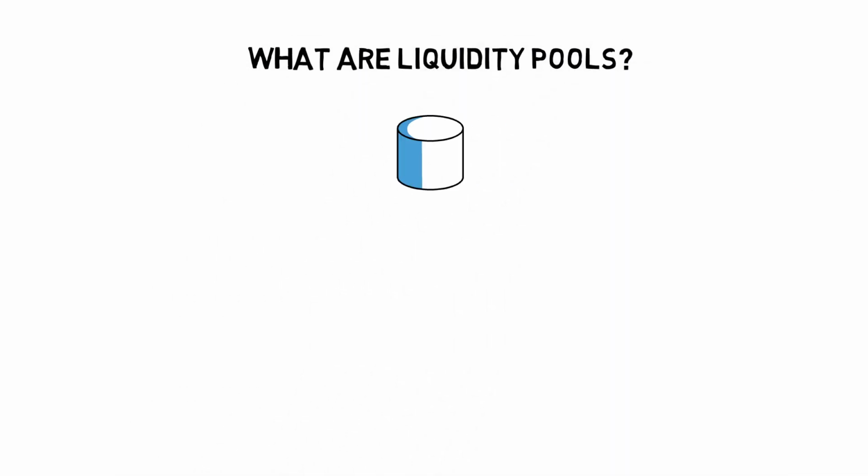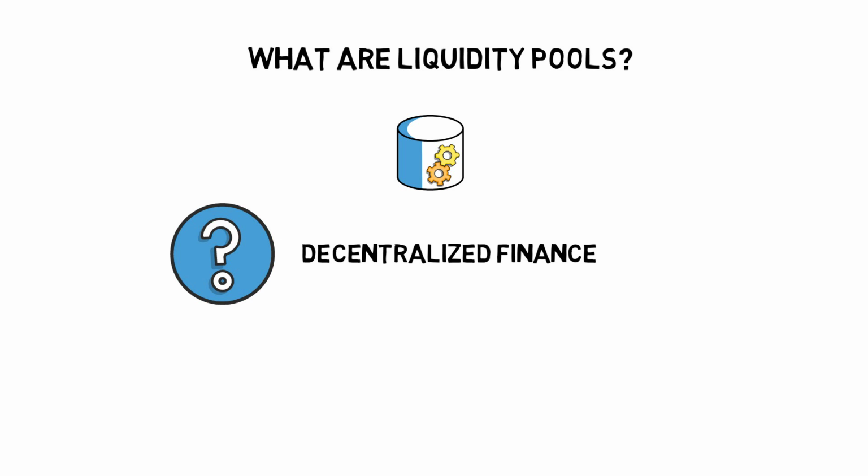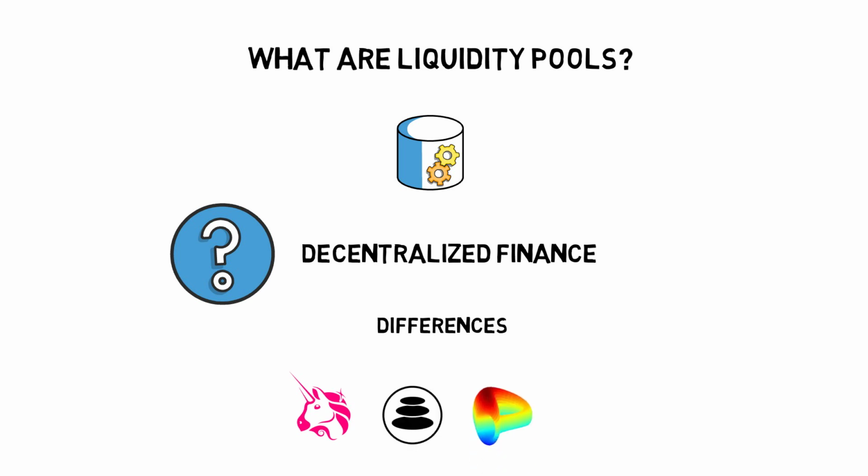What are liquidity pools? How do they work? And why do we even need them in decentralized finance? Also, what are the differences between liquidity pools across different protocols such as Uniswap, Balancer, or Curve? We'll be going through all of this in this article.